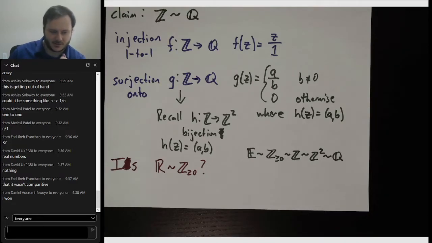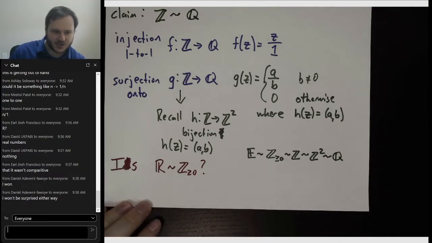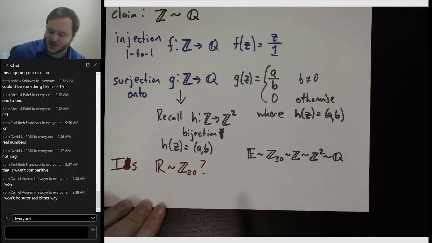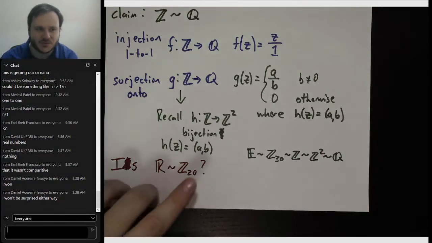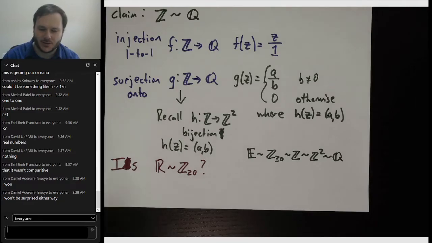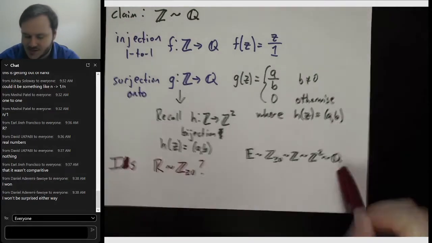Because here's the thing. If there is a bijection, you won't be surprised either way. If there is a bijection, that means there's as many integers as there are real numbers, any decimals you can think of. But if there's not, that would mean that there's different infinities. That would mean, right? So maybe let's go back and look at these another way.